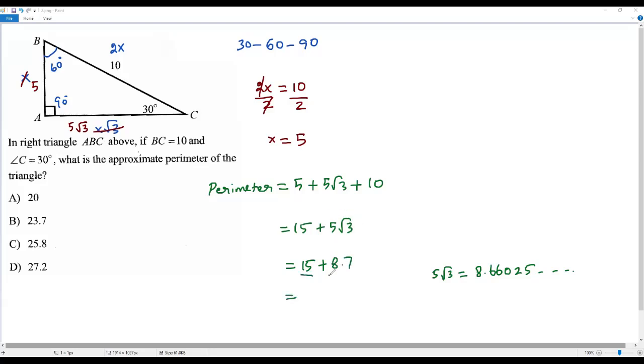Okay, now we can add this 15 and 8.7. When I add them, I'm getting 23.7. So the approximate perimeter of the given right triangle is 23.7. We find this 23.7 in option B. So the correct answer choice for this question is option B.